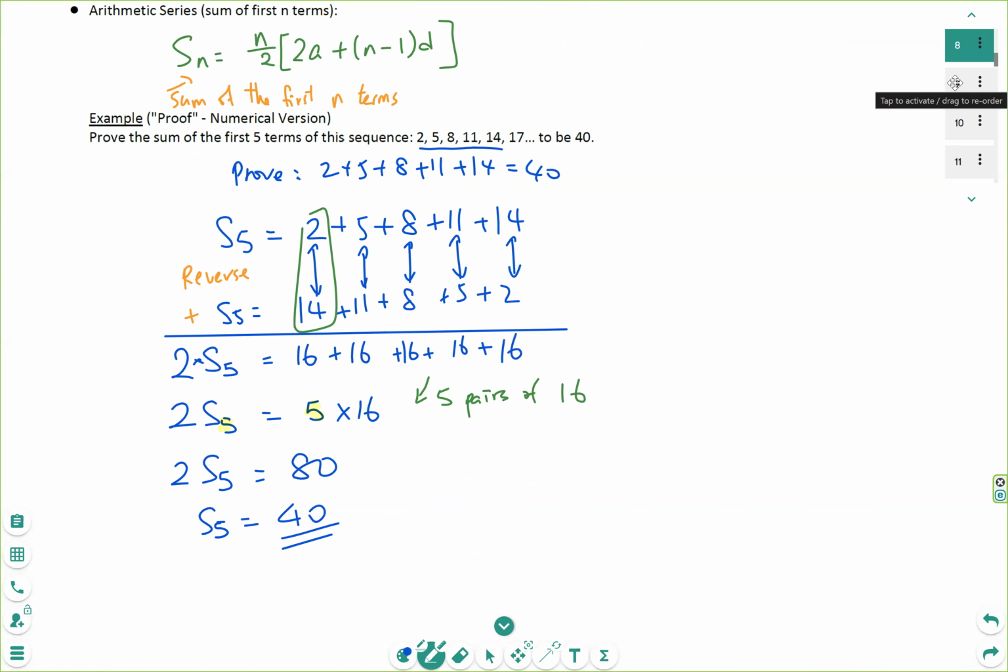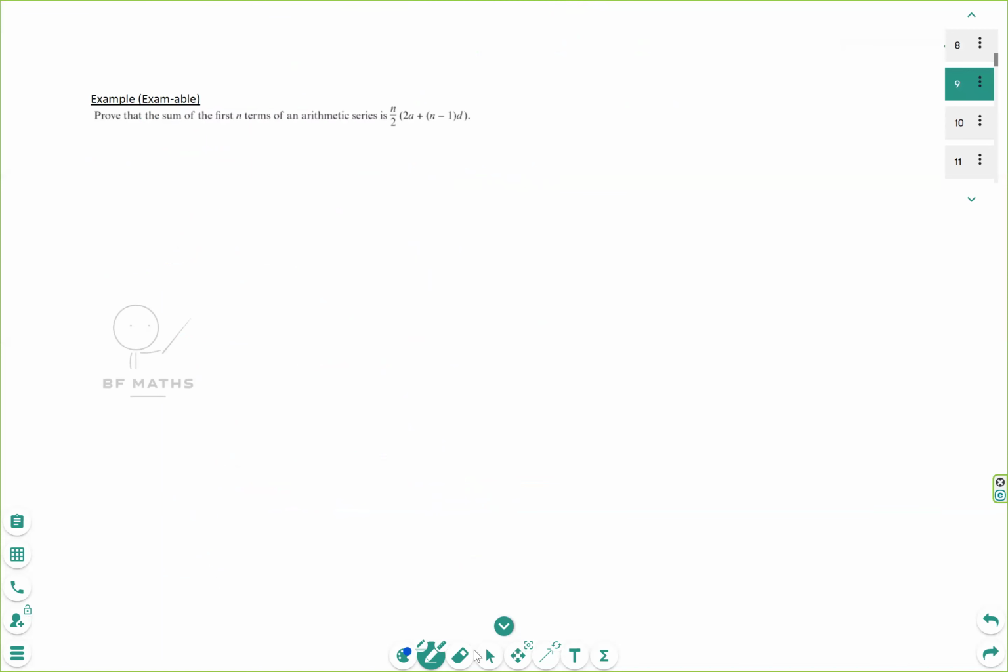Okay, ready? So, prove that the sum of the first n terms of the arithmetic sequence is n over 2 times 2a plus n minus 1 times d. We have to prove the series. So let's write down the series. By the way, in exam, this is 3 marks. It has appeared in a real exam before.